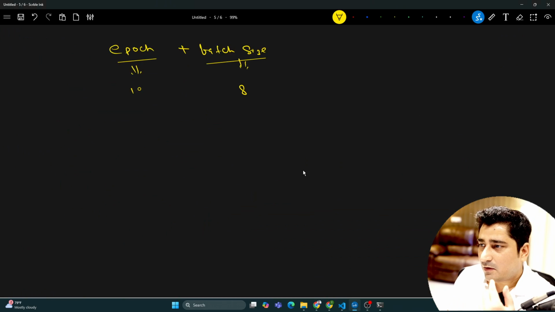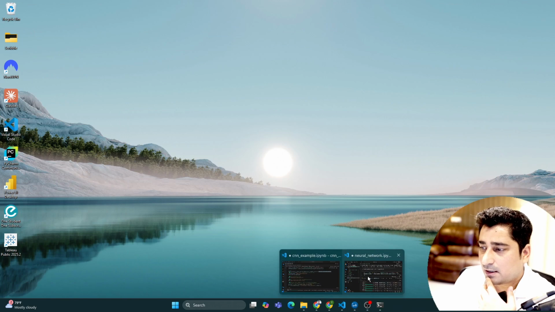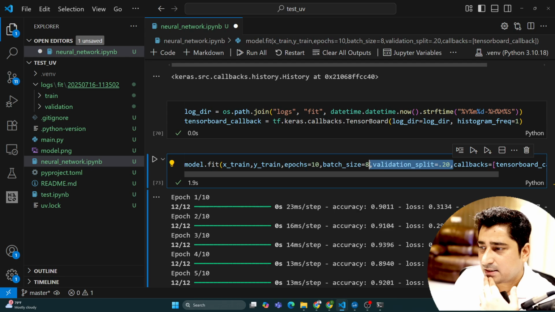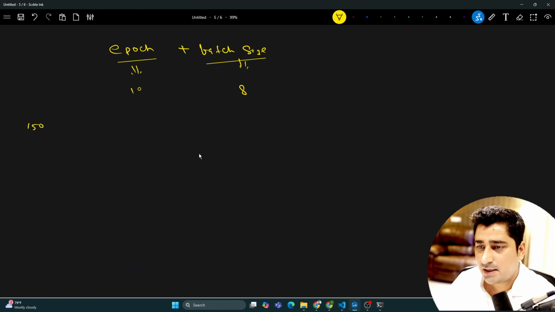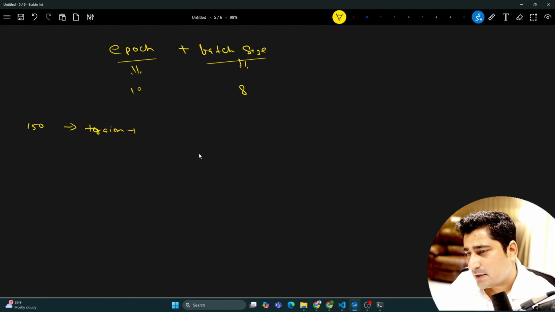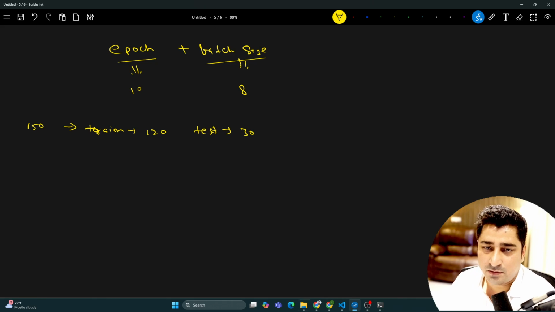Now, what is the total number of data that we have? The total number of data is equal to 150. How much data will be considered as training data? Let's suppose 80% of the data will be considered as training data and 20% as testing data. So training data is 80% of this, meaning 120 data will be training data, and for validation data, we have 30.